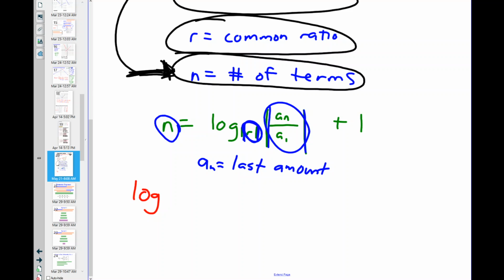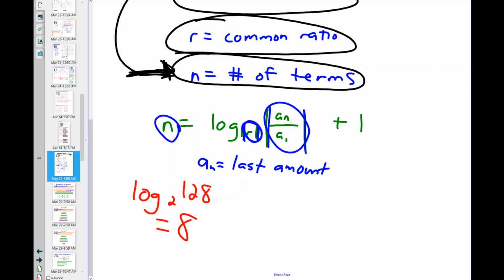What's 640 divided by 5? What is it? 128? Okay. What was the common ratio? 2. Now remember, even if I would have put negative 2, make it positive, absolute value. Don't put any negatives in here. So go evaluate log base 2 of 128 and take a wild guess what that's going to give you.